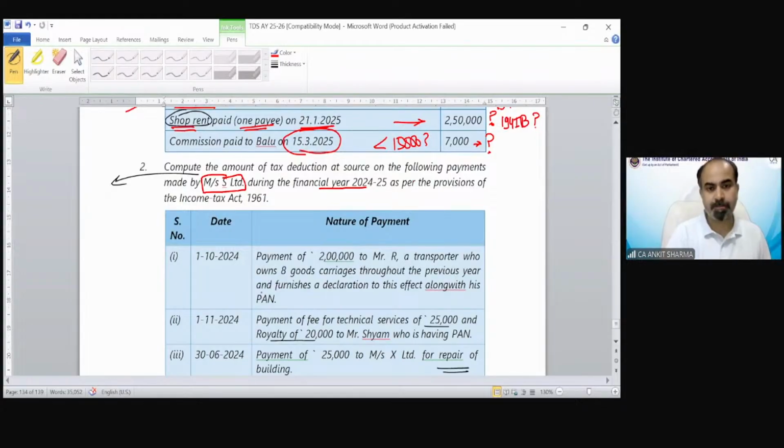So in the first case, on 1/10/2024, payment of 2 lakh to Mr. R, a transporter who owned 8 goods carriages throughout the previous year and furnished a declaration to this effect along with his PAN number. So you will see the numerical question speaks for itself. Listen, we are giving you a hint about what the correct answer should be. You just need to find that hint, and according to that, you can answer correctly. So in this case, is TDS required to be deducted or not?